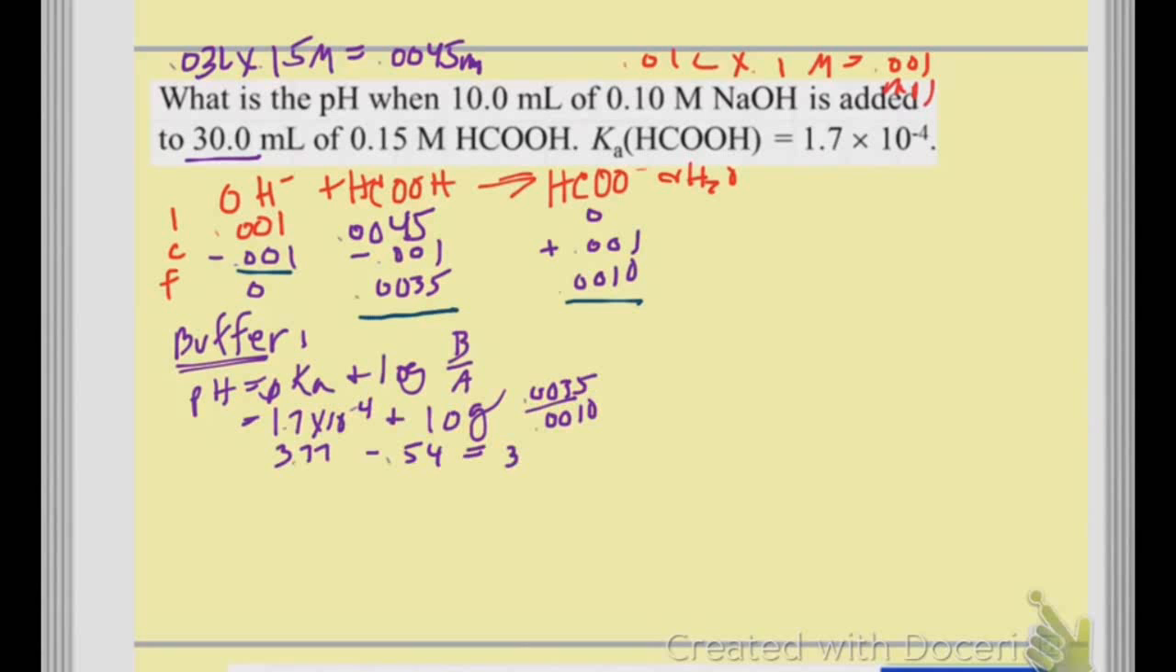Oops, I think I did this wrong. Yep, I have to reverse those. The base is 0.001 and the acid is 0.0035. And when I do that, I get 3.77 is my pKa. I add the log of the base over the acid, and I get a pH of 3.23. Which makes sense, right? Should make sense.